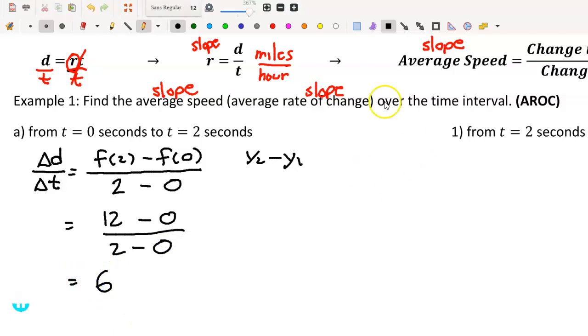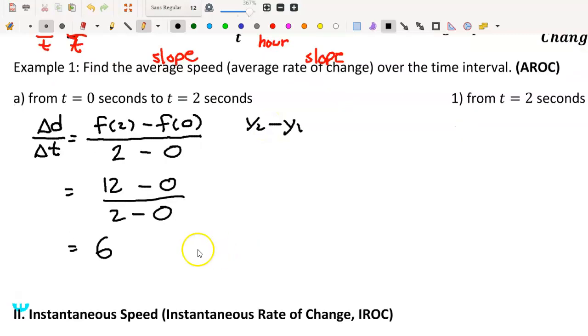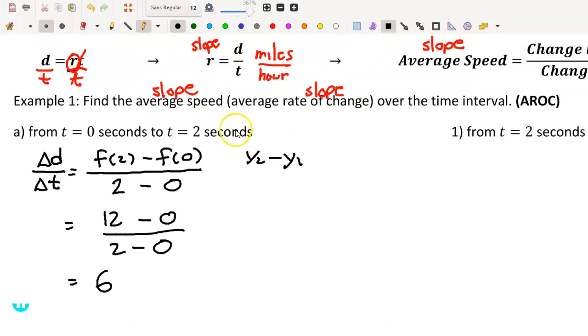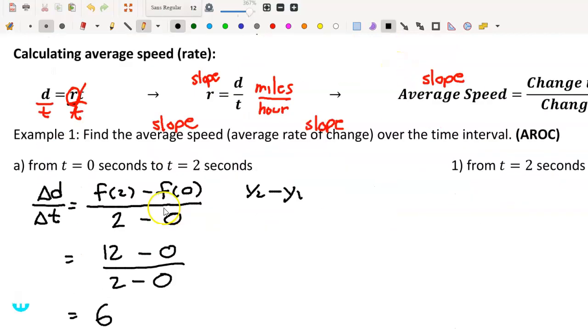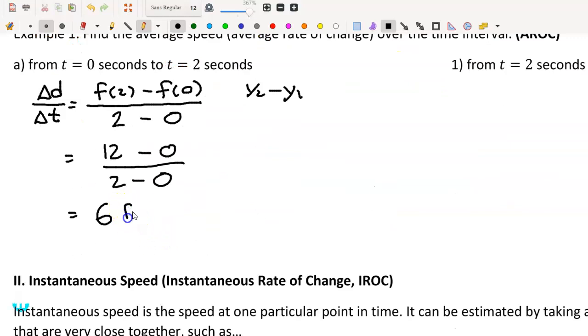And very important, in calculus there are a lot of word problems. Most of it's word problems. You have to have units on your answers. So if your question has seconds and feet, make sure your answers have those units as well. So we have feet per second. Distance over time, right? So feet per second.